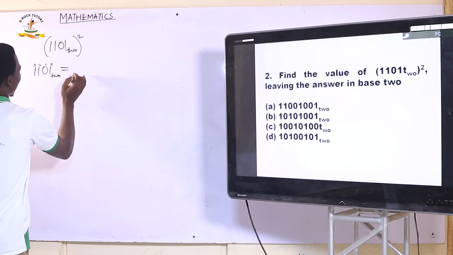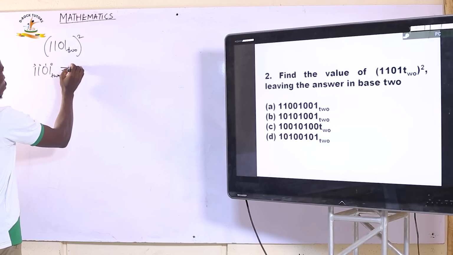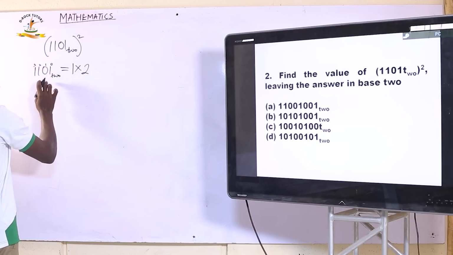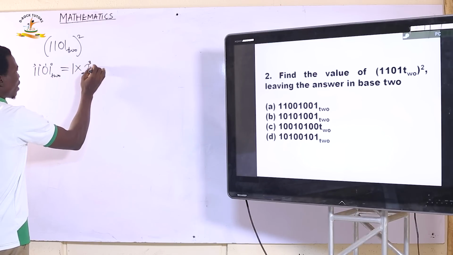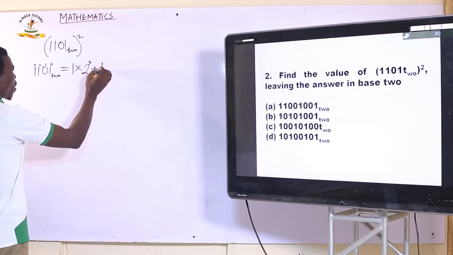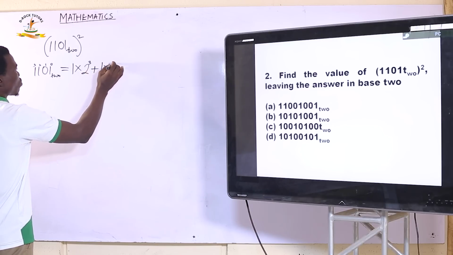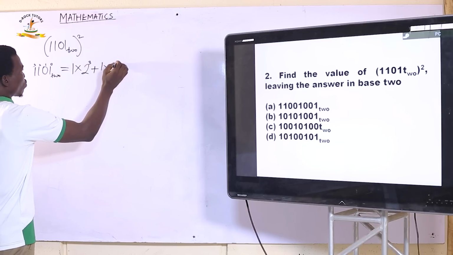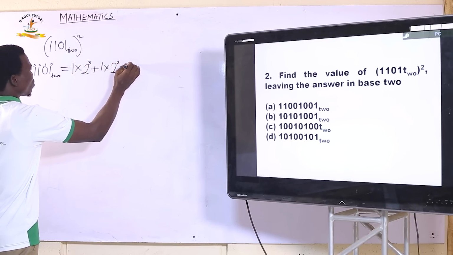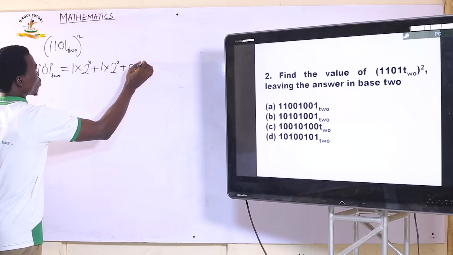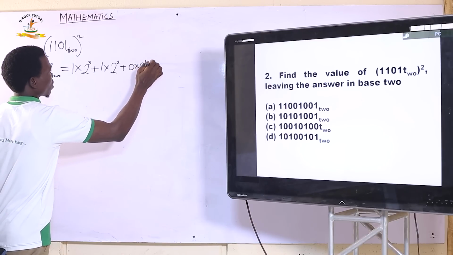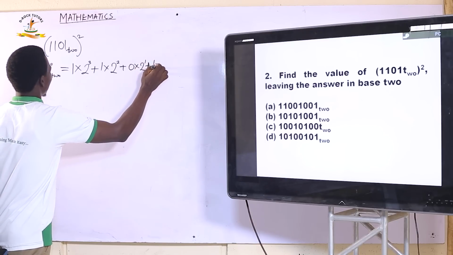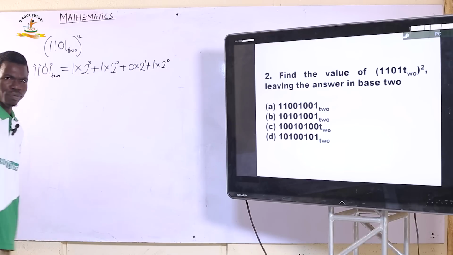And we bring the first number 1. Then we say times the base 2. But to the power of what? What is on top? That is 3. Then we add the next, plus 1 times 2 raised to power 2, plus 0 times 2 raised to power 1, plus 1 times 2 raised to power 0.